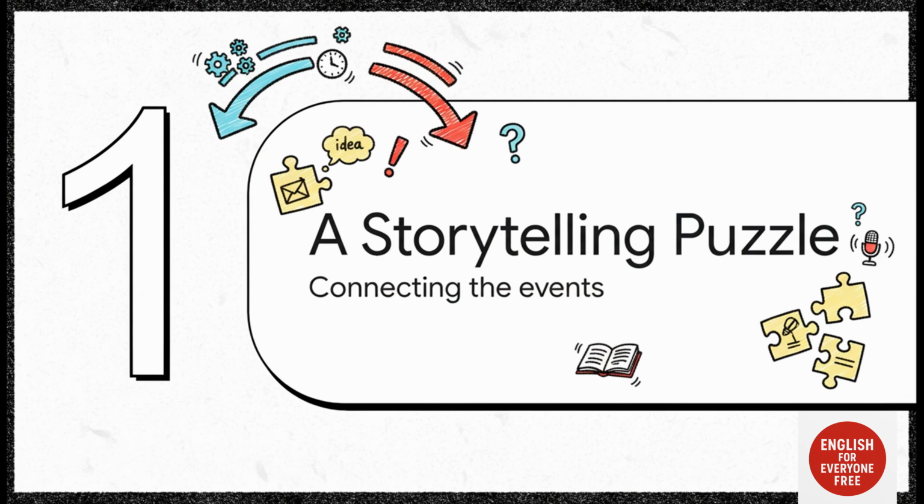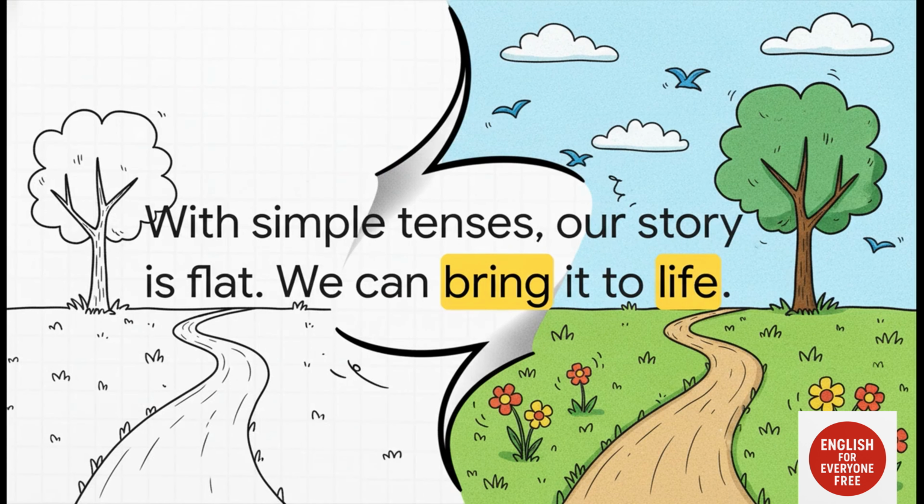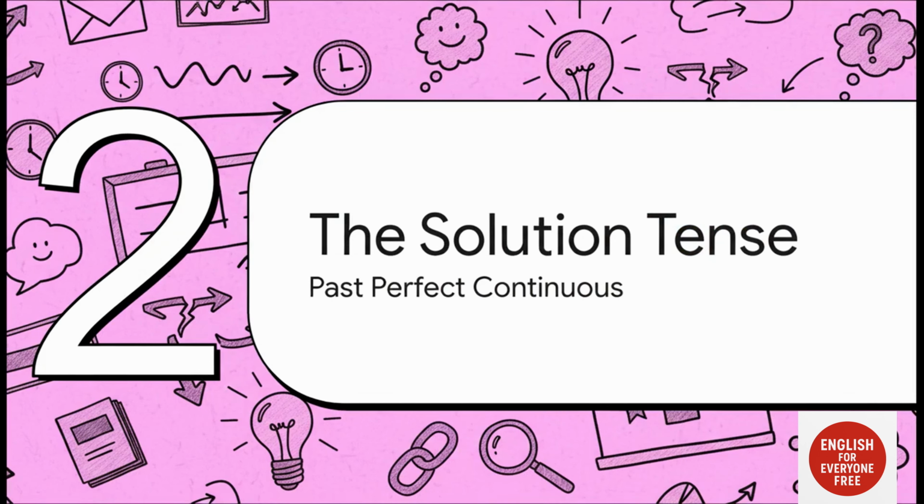And that's really the best way to think about this. It's not some boring rule to memorize. It's a storytelling puzzle. We've got all the pieces, but we need to figure out how to snap them together to create a clear picture for whoever's listening. See, when we only use simple tenses, our story is a bit flat, like a 2D drawing. But we can do better. By using more advanced tenses, we can add layers and depth and precision. We can actually bring that story to life and make it feel 3D. So what's the secret tool that's going to solve our puzzle today? It's called the past perfect continuous.